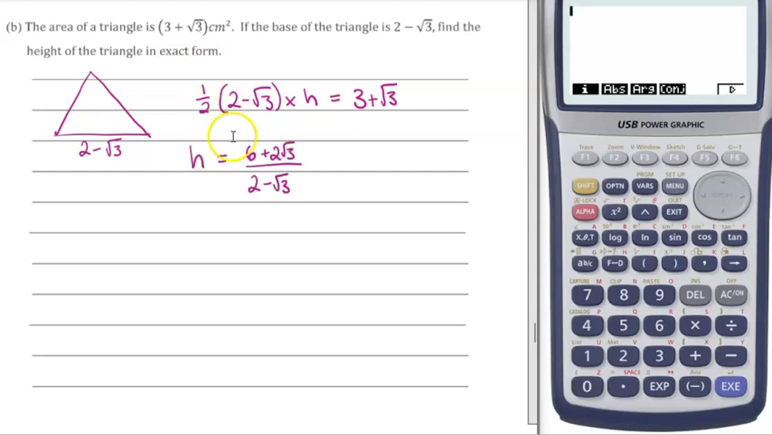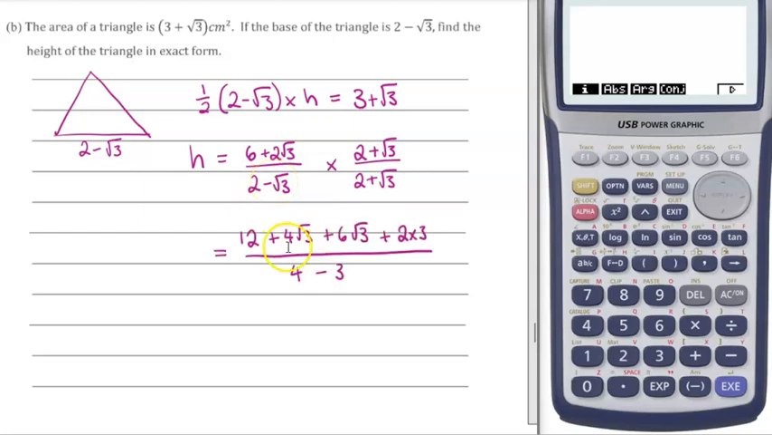Now rearrange that to work out h. First of all, I times that through by 2, so that gets 6 plus 2 root 3, then divide by 2 minus root 3. Rationalize the denominator, so we can get rid of the surd on the bottom here, and we get this coming out as the answer to that, and that simplifies to 18 plus 10 root 3.